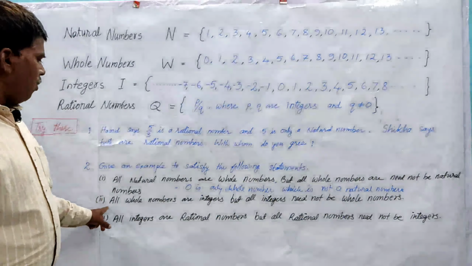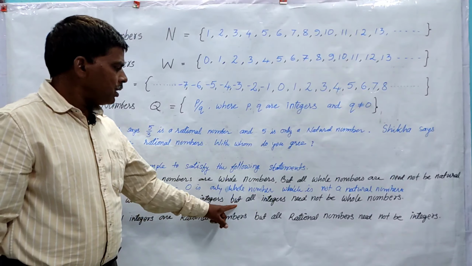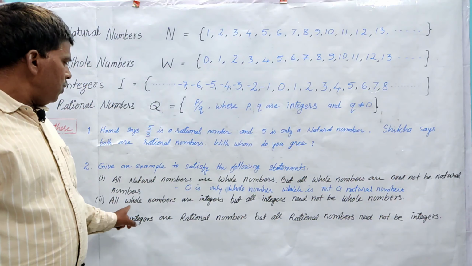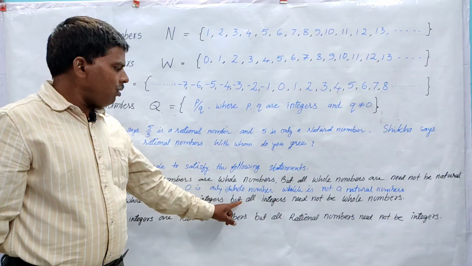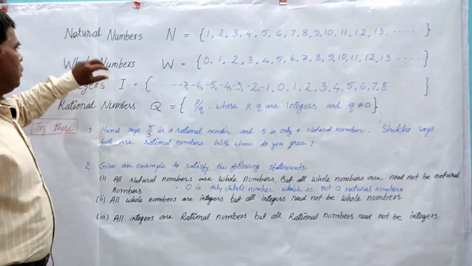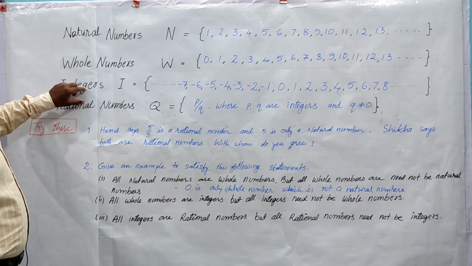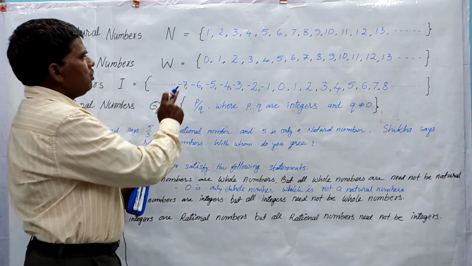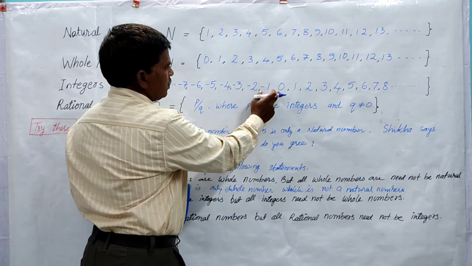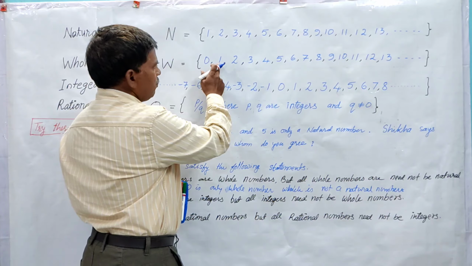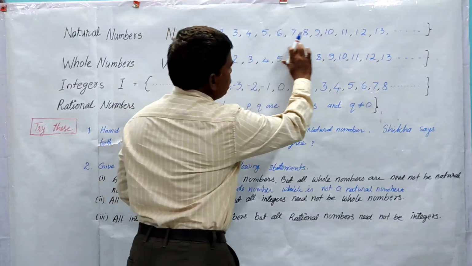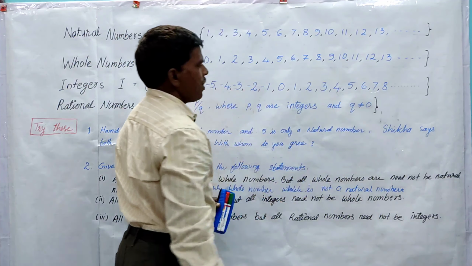Now the second one: all whole numbers are integers, but all integers need not be whole numbers. Now observe these whole numbers and integers. All whole numbers are integers. Yes, 0 is a whole number and also an integer. 1 is a whole number and also an integer. 2 is a whole number and also an integer. So all these whole numbers are present in the integer set.